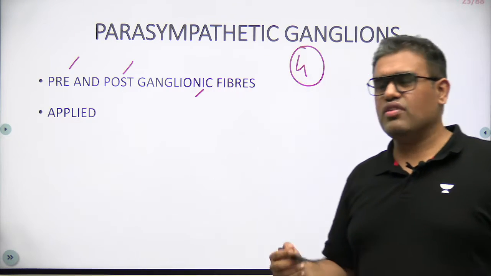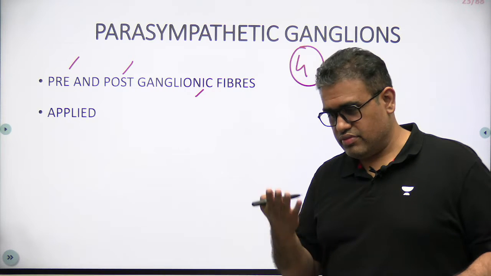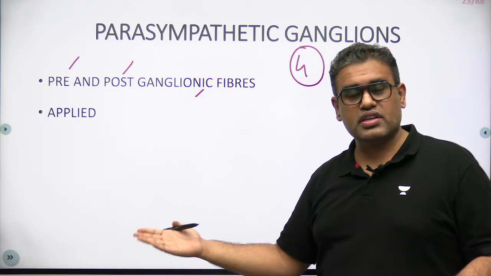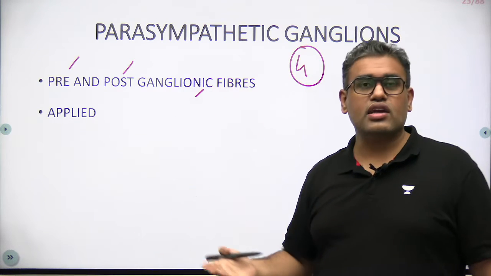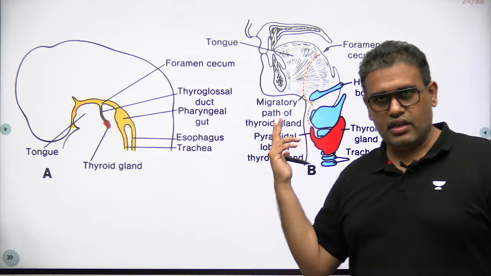Not everything, there are only 3-4 things in each ganglion. What is the nucleus, which is the preganglionic nerve, what is the postganglionic nerve, and what is the target organ which this ganglion is supplying. That is all you need to know. That is all, right? Important topic.